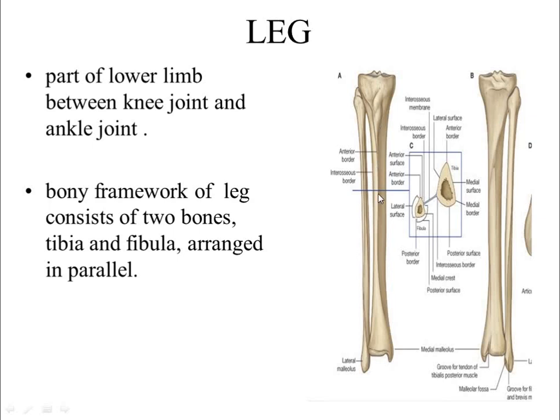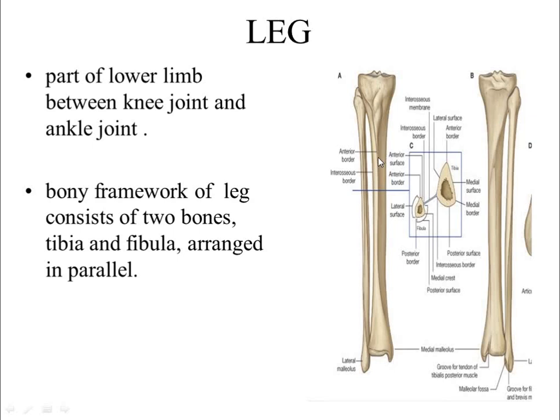As far as the surfaces and borders of this bone are concerned, there is an anterior border of the tibia, which is subcutaneous. You can palpate the sharp anterior border of the tibia in your own leg. And then there is a medial surface of the tibia, which is subcutaneous. This also is quite palpable. You can palpate the medial surface of the tibia below the knee in your own leg. This is also called the shin of the tibia.